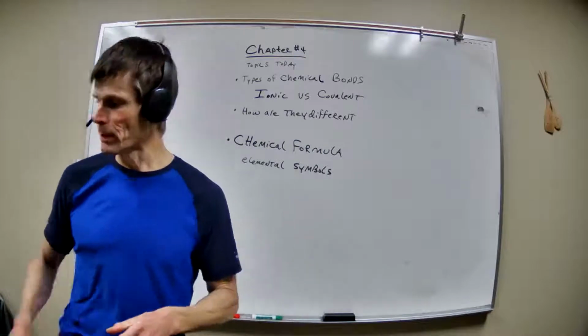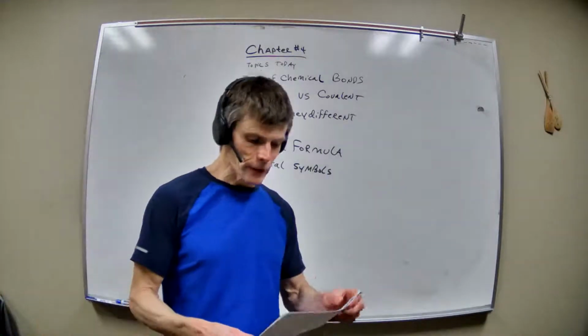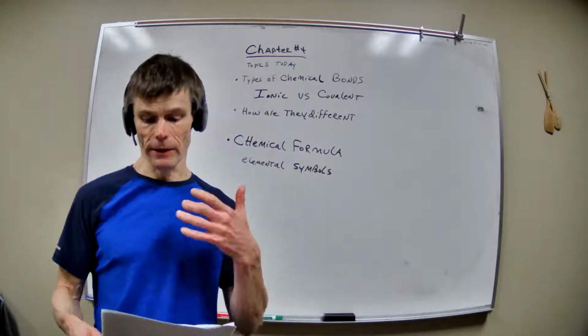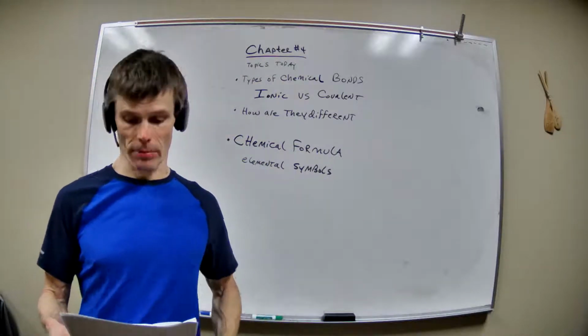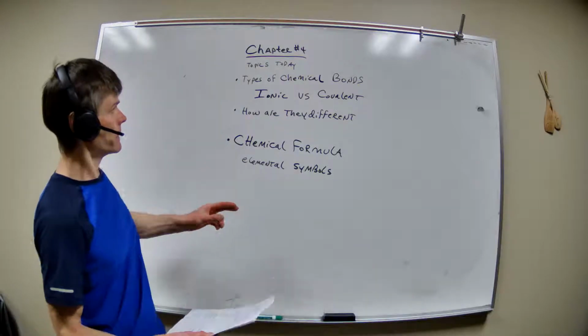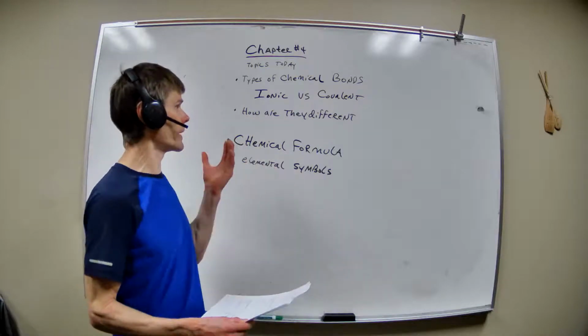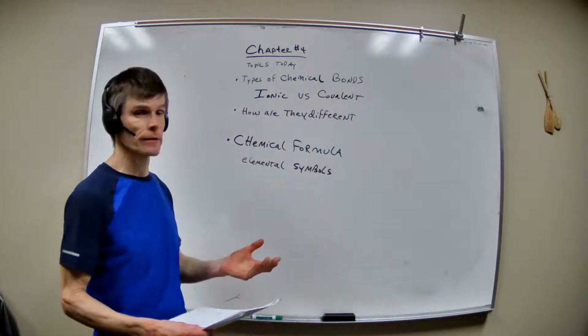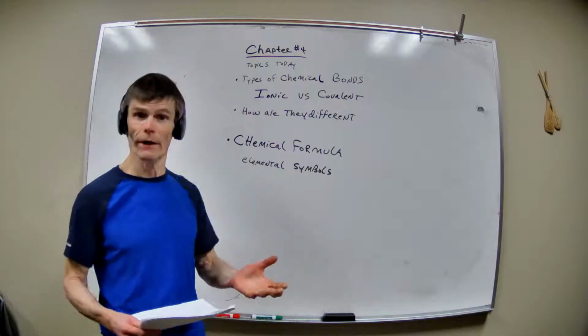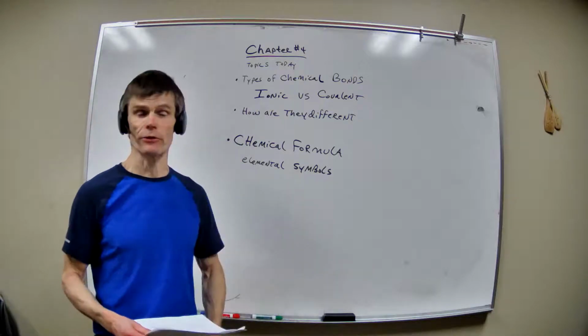Hi, today we're going to begin Chapter 4. Chapter 4 introduces the idea behind how we form molecules and compounds. The topics that we're going to cover today in this section include differentiating and distinguishing between what we call an ionic or a covalent bond and the type of molecule or ionic substance that we form.